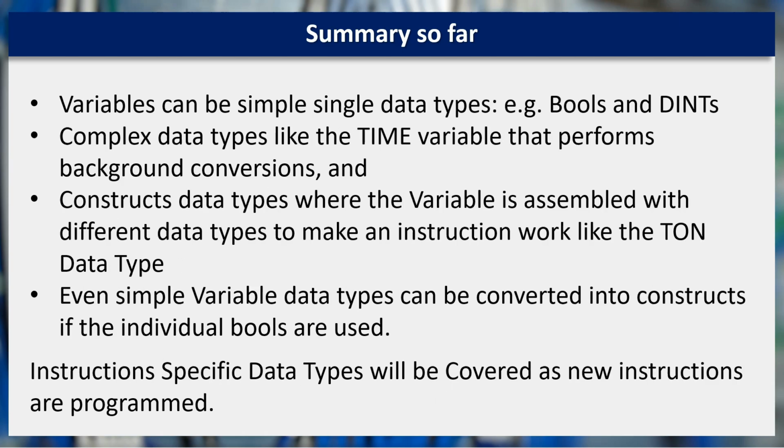Variables can be simple single data types, for example, bools and dints. They can be complex data types like time that perform background conversions, and they can be construct data types where the variable is assembled with different data types to make an instruction work, like the TON data type. However, even simple data types can be converted into constructs if the individual bools are used. There are quite a few data types that are specific to instructions, and they will be covered as the new instructions are programmed.